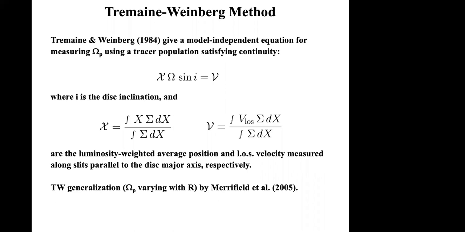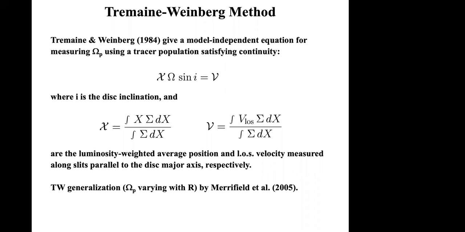What you do is, for any galaxy, you take slits parallel to the major axis of the disk, and for each one of those slits, you measure the average position and the average velocity, and then you plot them against each other. Those are related through this equation, and the slope of this relation is just proportional to omega p times sine of the inclination. The inclination you can measure if you assume that the galaxy further out is perfectly circular.